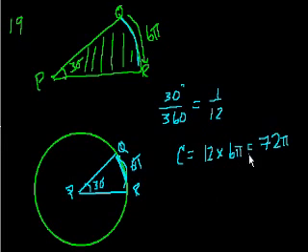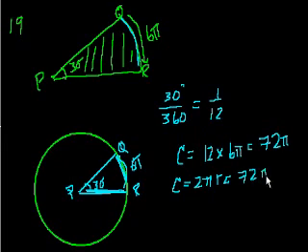If the circumference is 72 pi, what is the radius? Well, what's the formula? Circumference is equal to 2 pi r. So we could say that also is equal to 72 pi. So you could divide both sides by pi, and then divide both sides by 2. You have the radius is equal to 36. So this radius right here, let me do a different color, this radius is equal to 36, right?